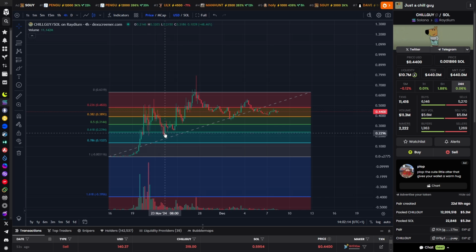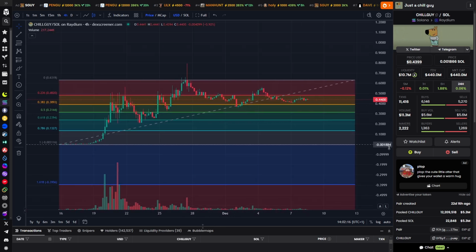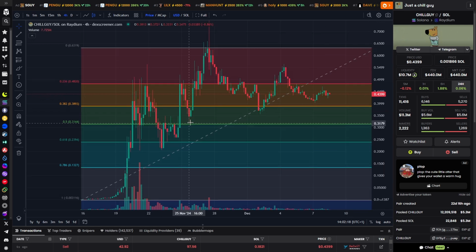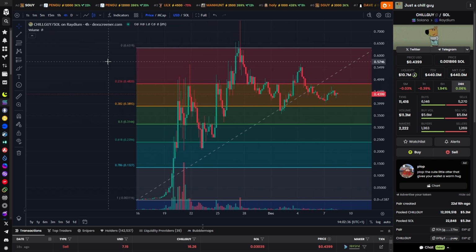This blue zone, this green zone, as you see here, it almost tapped it. This golden zone kind of, and also this red zone here bounced away, then bounced off the golden one, then again got rejected around here, and now it's back down here.